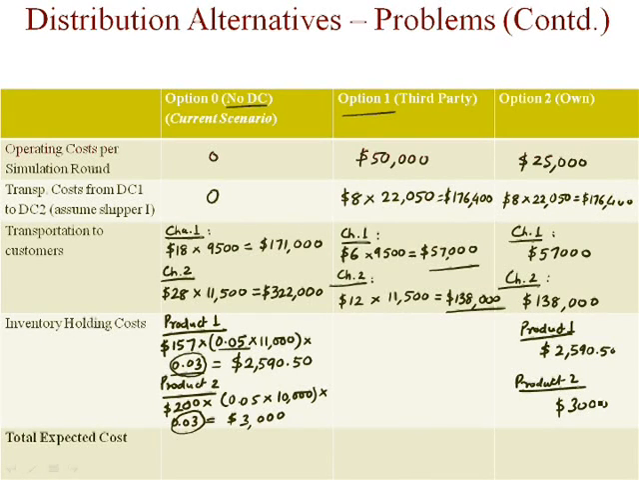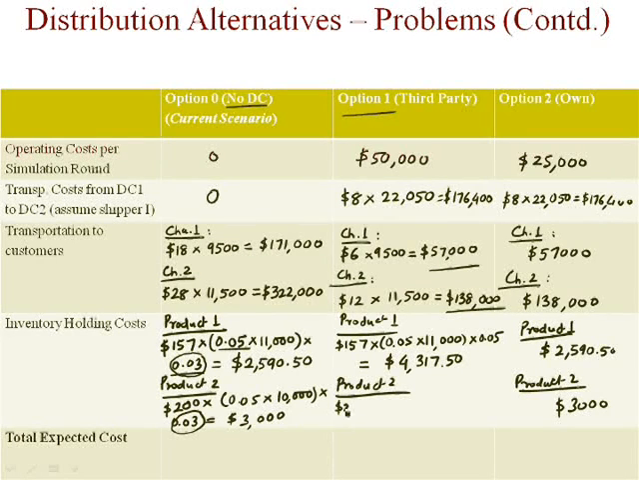Okay. Now for option 1, the calculation will require us to consider the 5% inventory holding cost as compared to the 3%. So for product 1 it's going to be $157 times the 5% that we have used earlier for how much we intend to keep as our inventories in the end of that round, and then multiplying this with 0.05 as against 0.03, and this is equal to 4,317.5. For product 2 we will calculate using $200 times 0.05 multiplied by 10,000, and then again multiplying it by the 5% inventory holding cost, and this gives you $5,000.